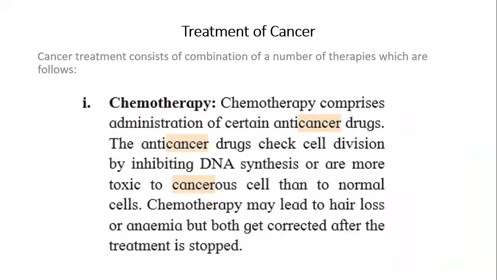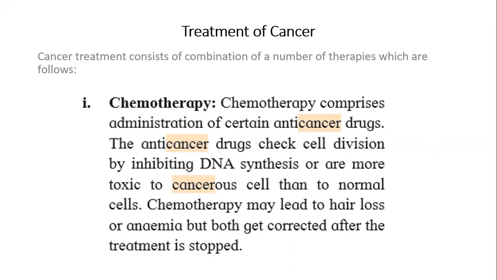Next comes treatment of cancer. As I told you, treatment of cancer consists of a number of therapies, out of which one is chemotherapy. Now, what is being done in chemotherapy? In chemotherapy, a patient is administered anti-cancer drugs. Now, what do these anti-cancer drugs do? Such a question can come to you. What is the function of anti-cancer drugs given in chemotherapy?